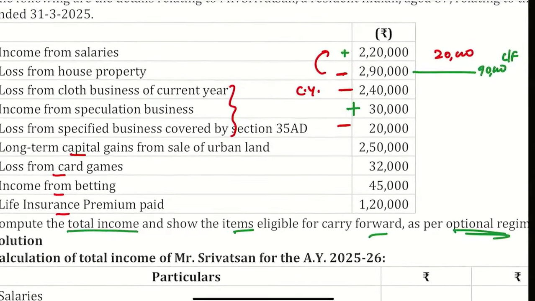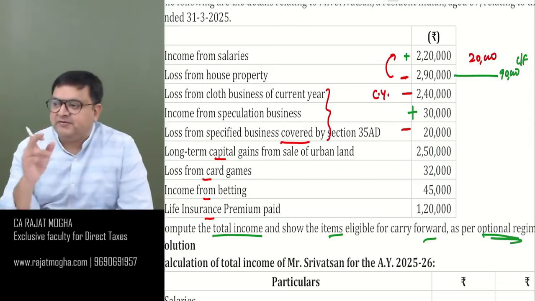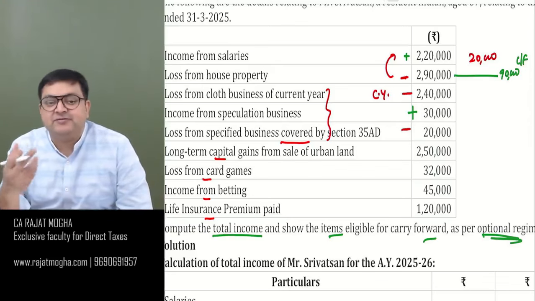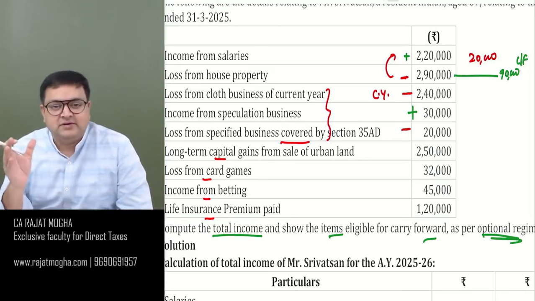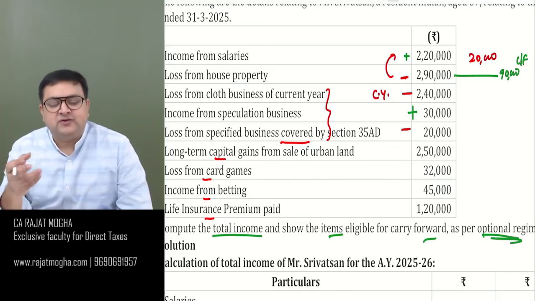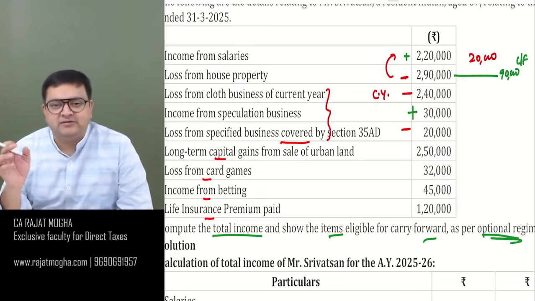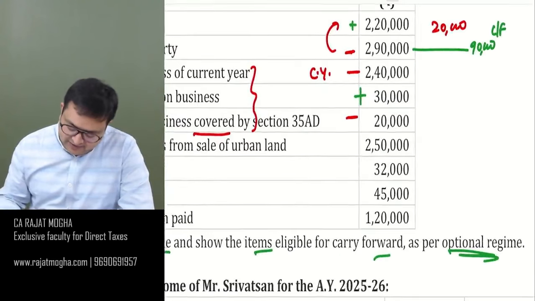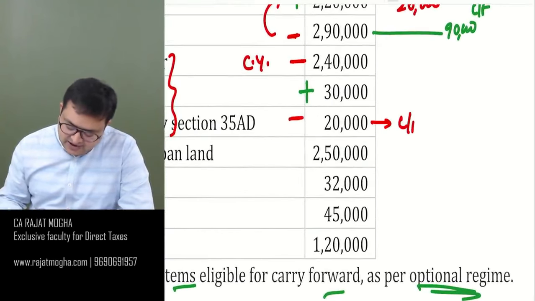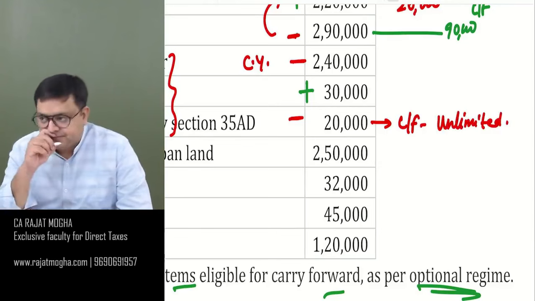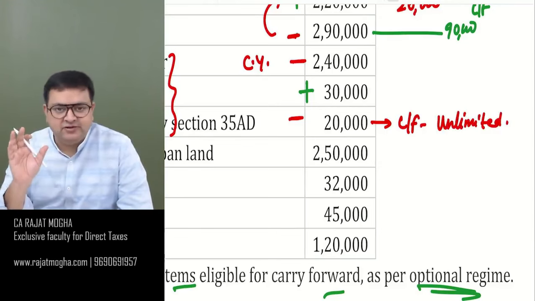Guys, what do you know about specified business loss? Specified business loss can be set off only from specified, those 14 businesses. We have done this in that. So let's say it's a 2-star or above category hotel. It can be set off from hotel also, hospital also, beekeeping business also, cold storage facility also, but only among 14 businesses. So this is a loss from specified business 20,000. Compulsory it will be carried forward, and it can be carried forward for unlimited years. Specified business losses for unlimited years. I believe everybody understood this.